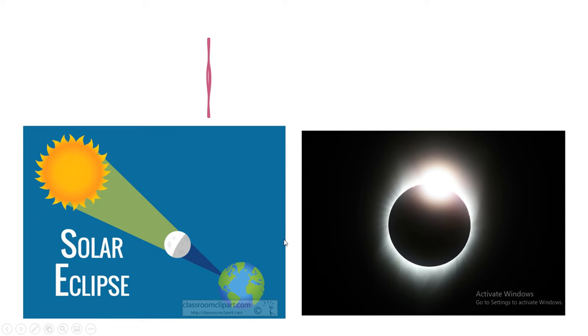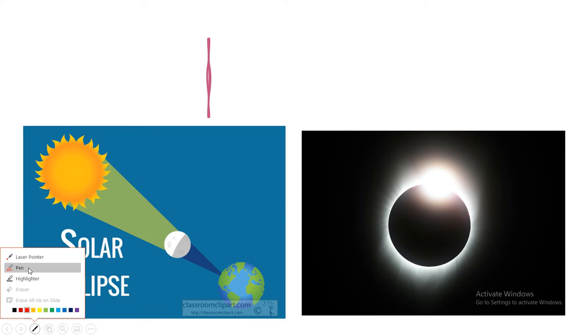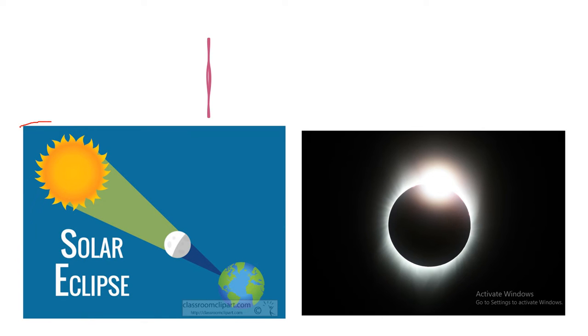As you can see in this figure, the sun is emitting its light, it falls on the moon, and then the moon puts its shadow on the earth, and then the people on the earth see from here.